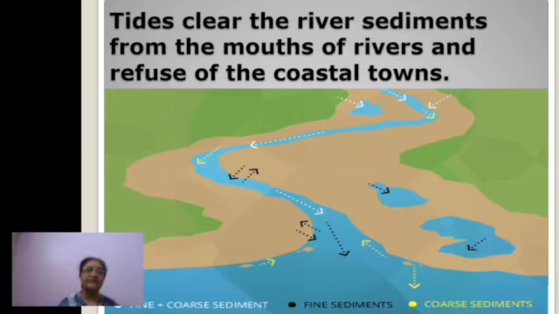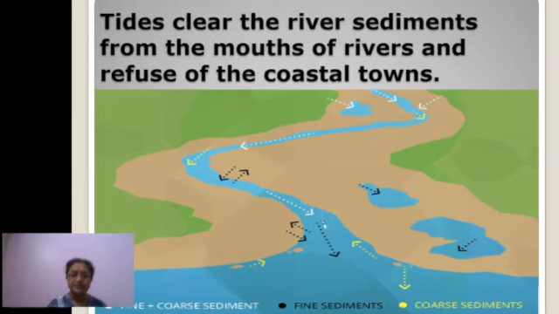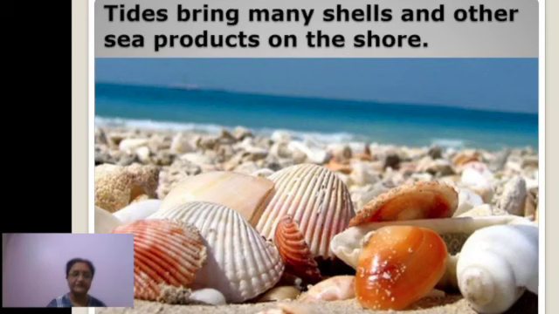Then next is the tides. Actually, this is again one very important point. The tides help in clearing. You can see here, this is a river, right? It is joining the ocean. This is the mouth of the river, and as the tide comes, it causes washing away, right? It washes away the refuse or the waste which is released by the coastal towns and the cities. So it causes this waste or the refuse to be taken away from the coast, right? So it clears that area. So that is again one of the advantages of the tides.